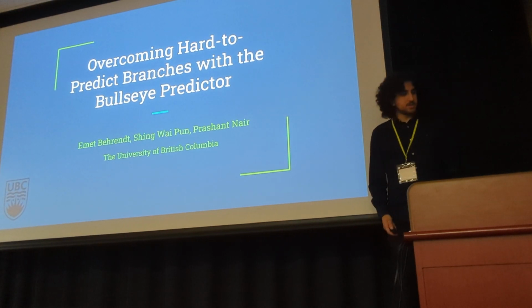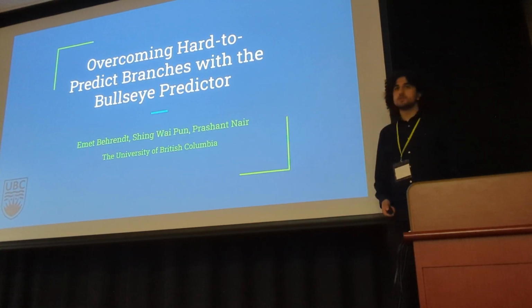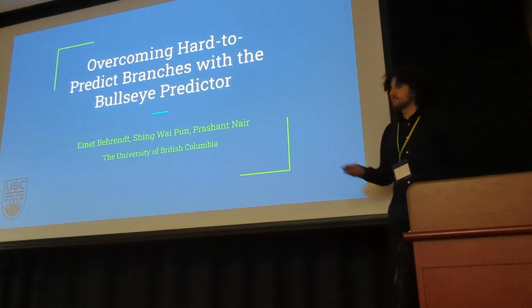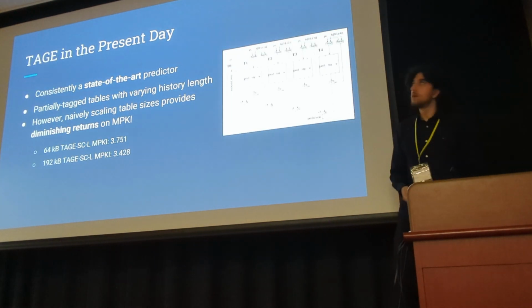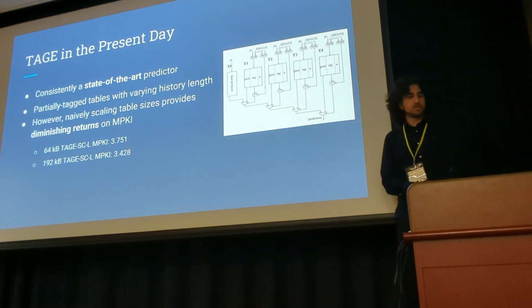Okay, so this is Overcoming Hard to Predict Branches with the Bullseye Predictor. I'm Emet from the University of British Columbia. So the first thing we'll look at is Tage in the present day.